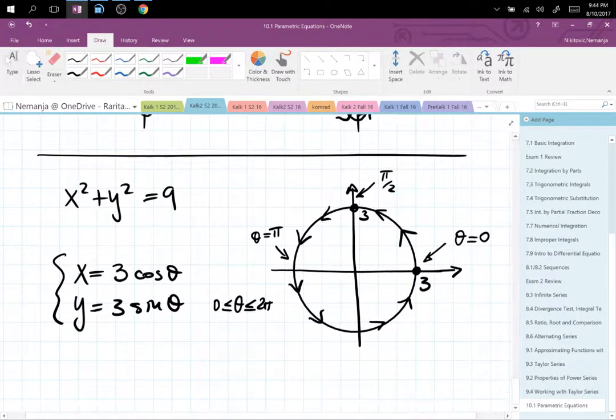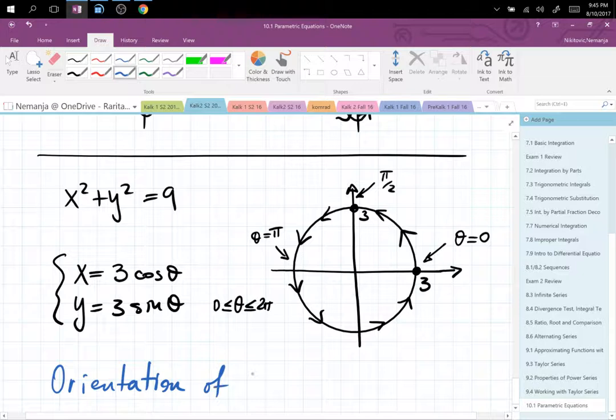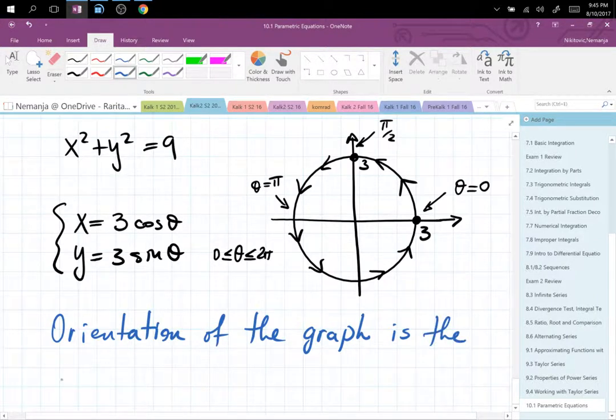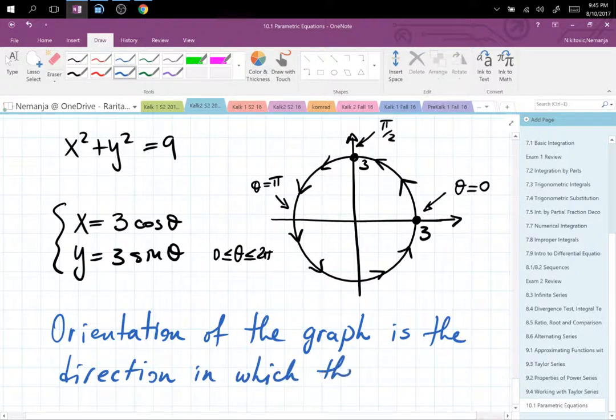So with a parameter, we have an extra degree of freedom which manifests itself as orientation of the graph. Orientation of the graph is the direction in which the graph is constructed.